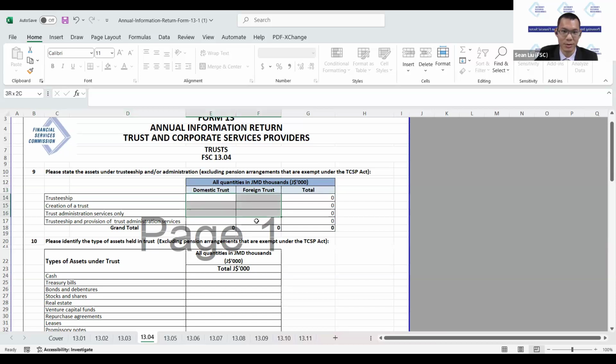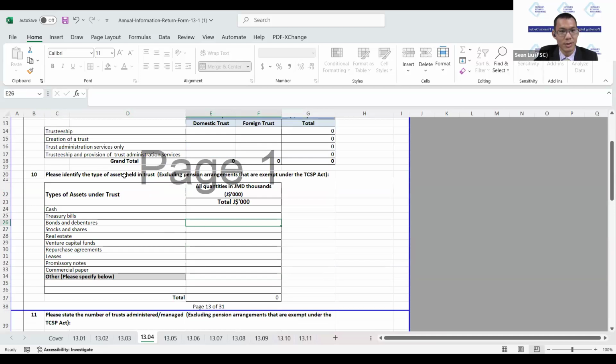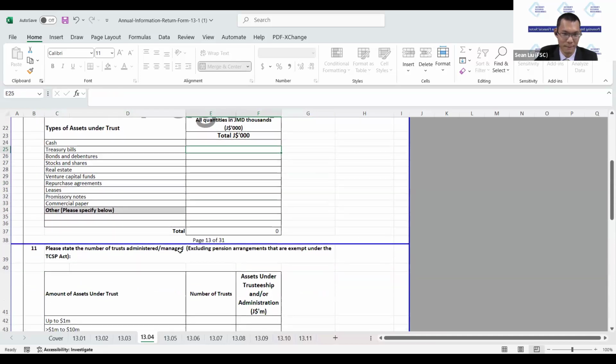Again, we will ask for a breakdown of domestic currency and foreign currency. We also ask you to identify the types of assets that are held in trust, again, excluding the pension arrangements, whether it's cash, the amounts, treasury bills, etc., etc.